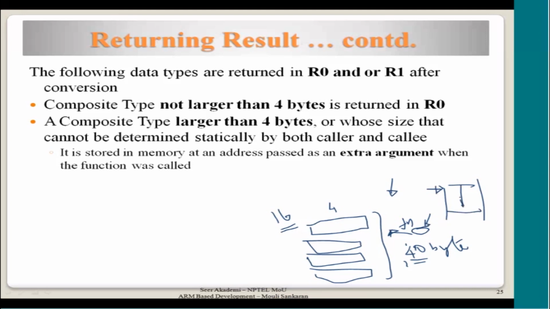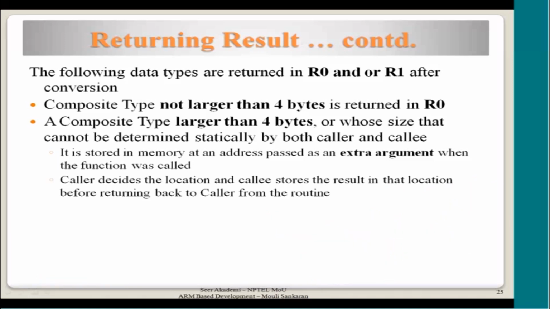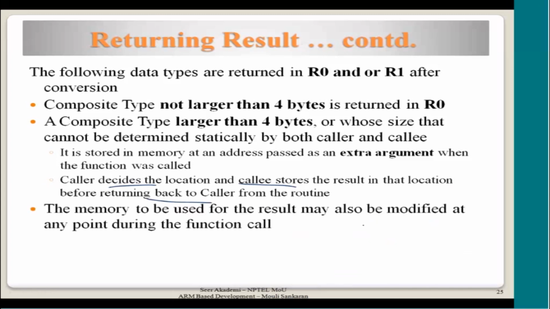Maybe it's a data area, and then it would have allocated that much space because it knows how much data is expected from the called routine. So it will be saved by the caller and then it will be returned back. So these are all very specific implementations, so I don't want to go into the details of them. So the caller decides the location of the result, and then the callee stores the result in the location and returns back to the caller. Okay.